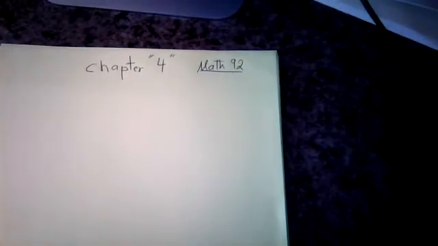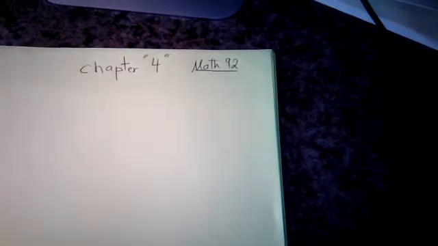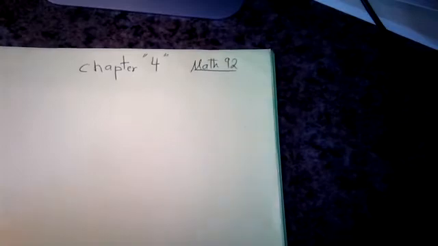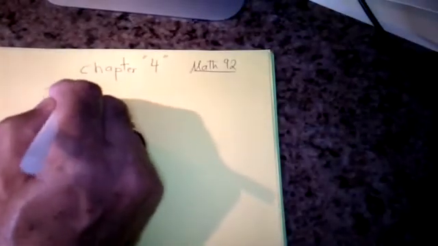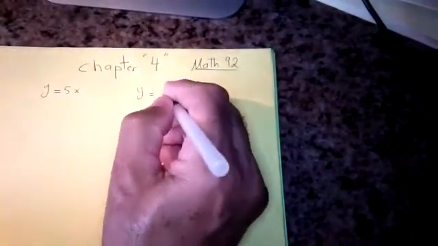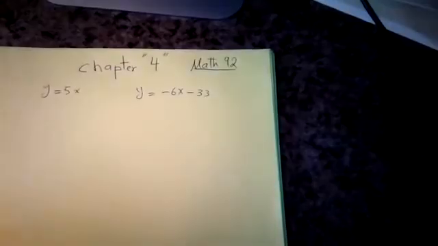I start chapter 4, and section 4.1 is determine whether or not a given point is the solution of the system. So let's say I have two equations, y equal 5x and y equal minus 6x minus 33.